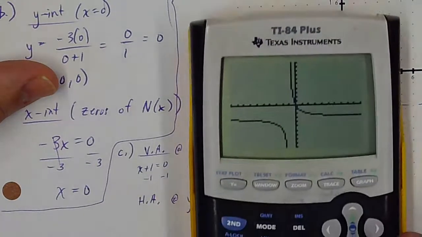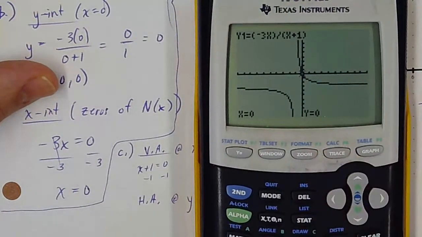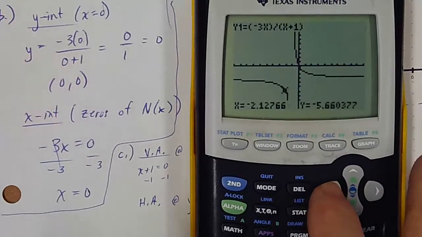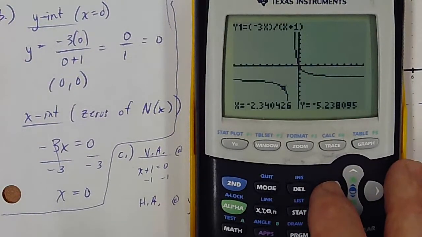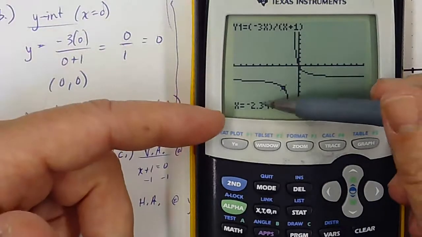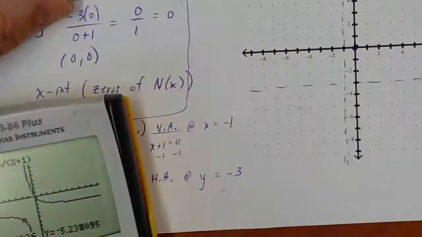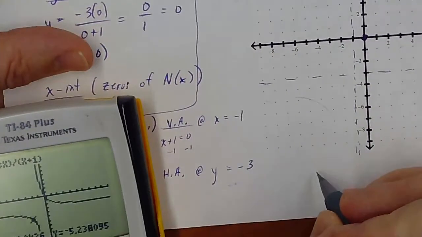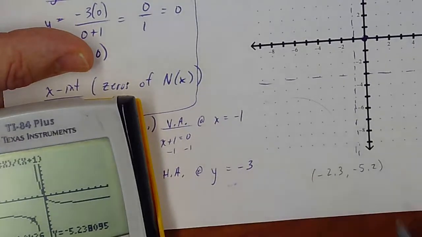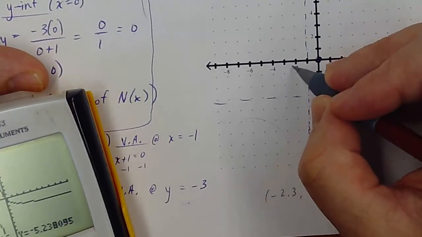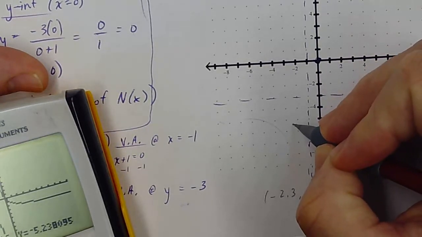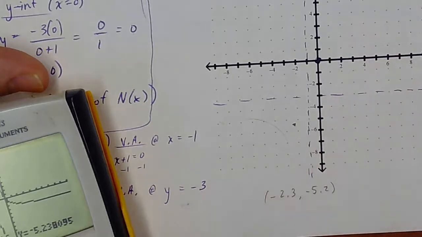So just hit your trace button, okay? And then just kind of scroll to the left until we get just something that's on that turn. It doesn't have to be exactly the same one as mine, just as long as it fits the curve. So I have -2.3 and -5.2. So I'm just going to label that down here so you know what I have. -2.3, -5.2. And I'm going to plot that. Okay, now that just gives me a way to fit it.